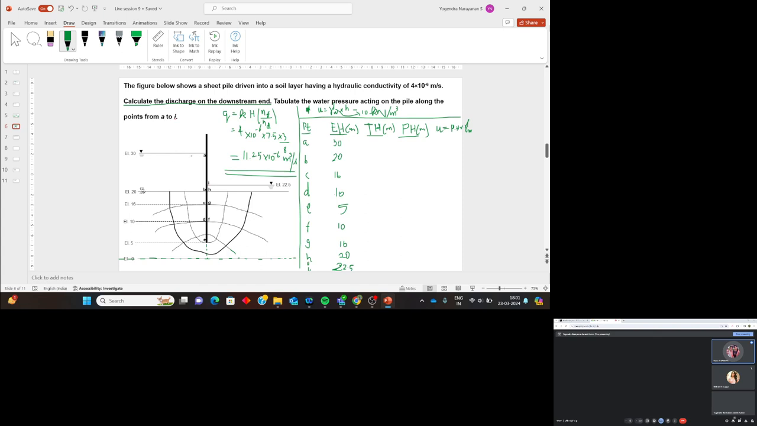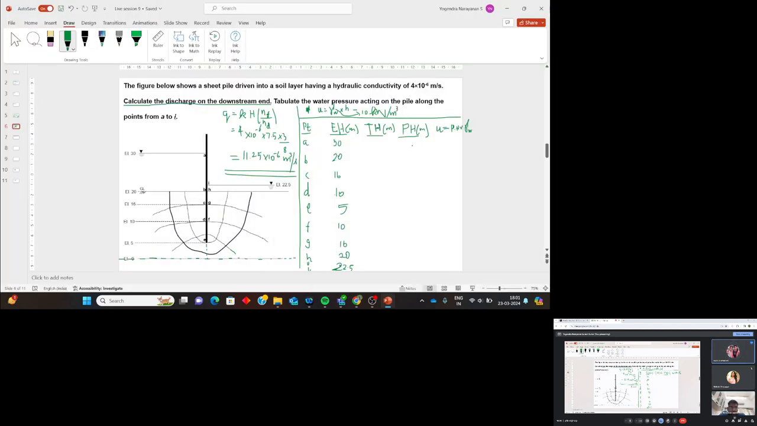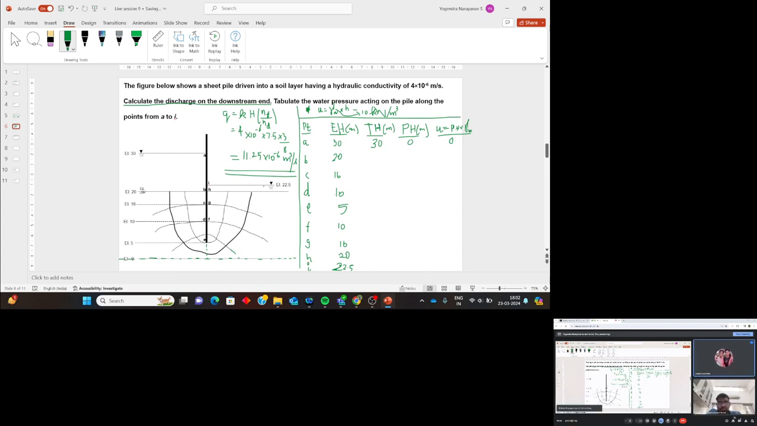Okay, let me put it this way. Now, what will be the pressure head at A? It is zero. So total head will be 30. So what will be the pore pressure here? Pore pressure is equal to 0. In a similar way, what about I? The pressure head is 0, total head is 22.5, and pore pressure is 0.